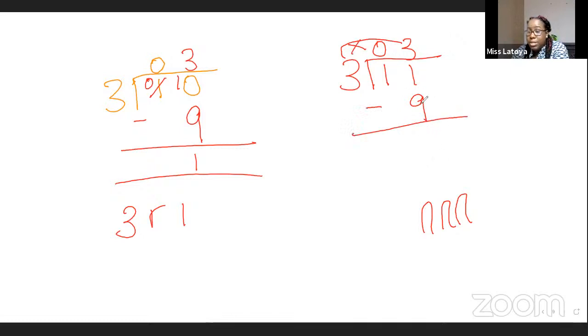Now I subtract. Notice why I wrote the 9. Could 1 take away 9? No, it cannot. So I need to borrow 1 from here. And now I have 11 take away 9. 11 take away 9 will give me how much? It's going to give me 2. So 3 can go into 11 3 times with a remainder of 2. I hope you're understanding this. We are going to do more questions that involve remainders in our next session.